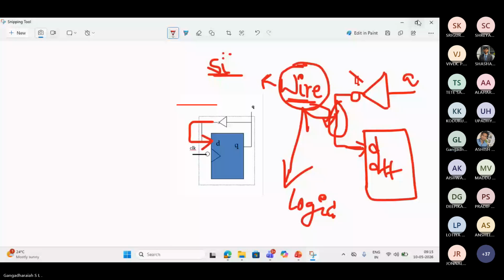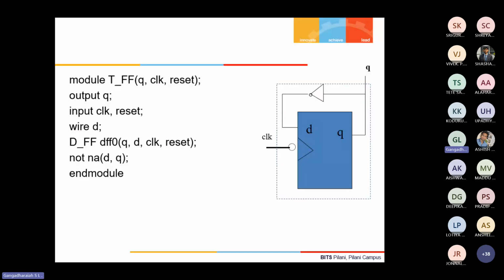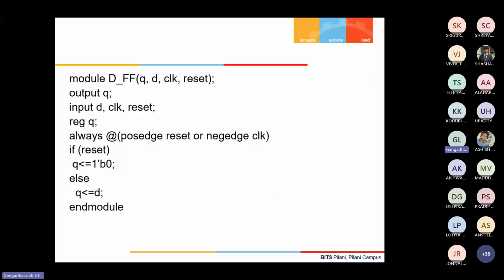Sir, in that logic, Q should also be declared as a wire, no? See, by default, they are wires only. Even if you declare it, no problem. By default, because all the default things I'm not discussing much. Did I answer your question?